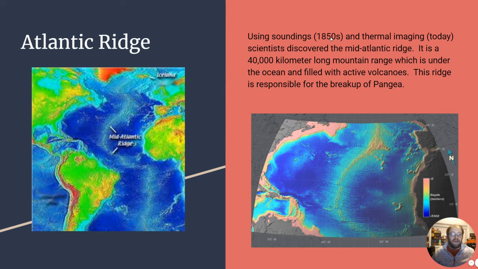We were able to find it in the 1850s because of what's called a sounding, but now we use thermal imaging. We've been able to discover this ridge. It's 40,000 kilometers long under the ocean, and it's full of active volcanoes. This is why Pangaea broke up, this ridge.